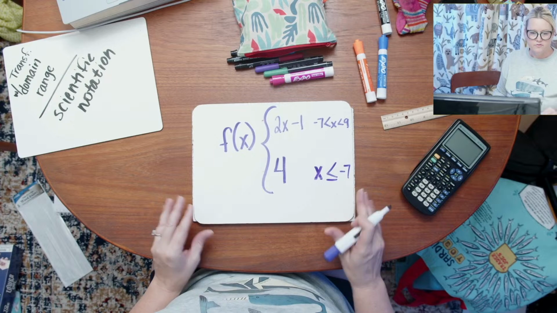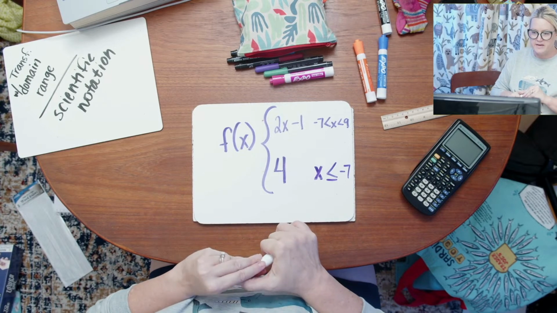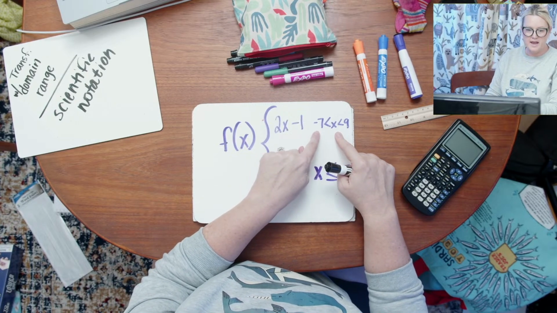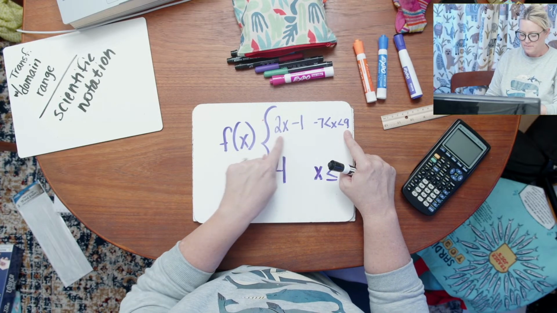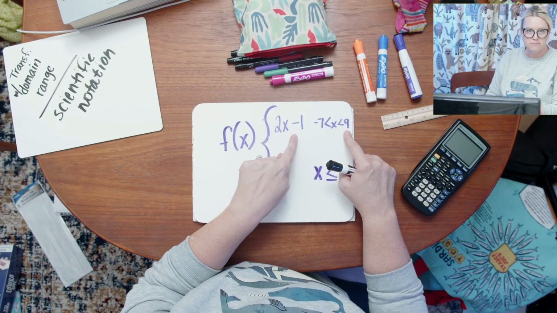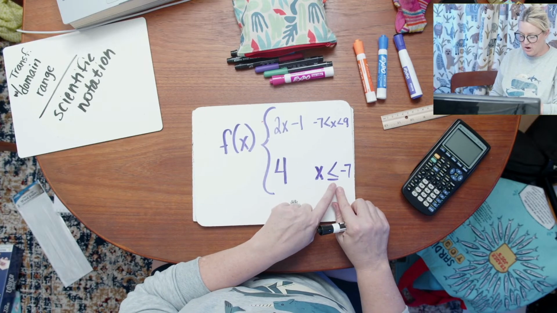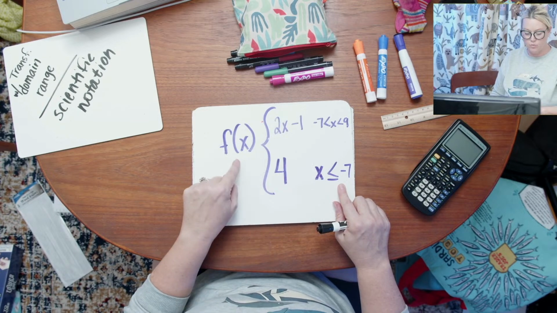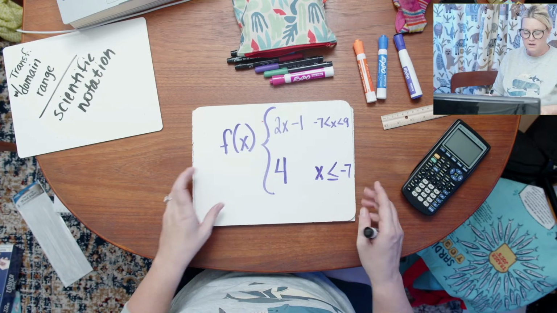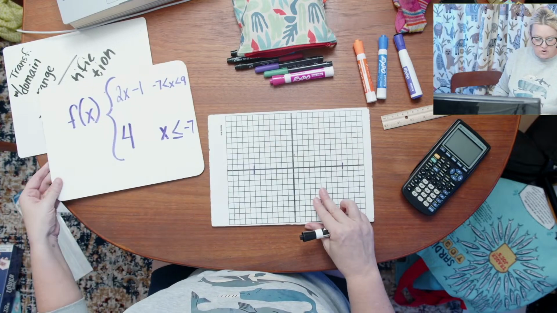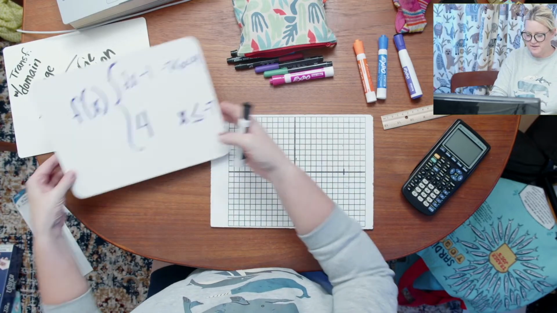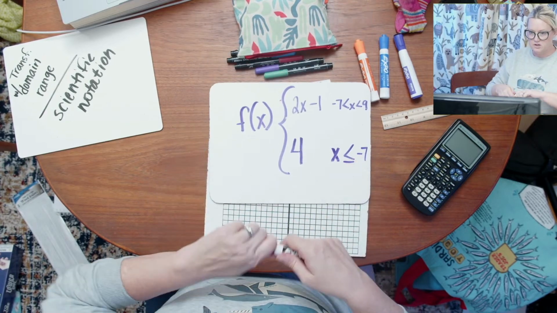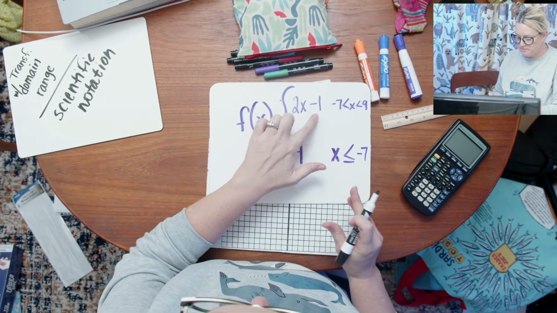So that's getting into a piecewise function, which means that when the x value is between -7 and 9, we're going to follow this line. And if x is less than or equal to -7, we're going to follow this line, which is just y equals 4. Okay, so let's graph this piecewise function. Oh, it's kind of hard to see, huh? Okay, so 2x minus 1.